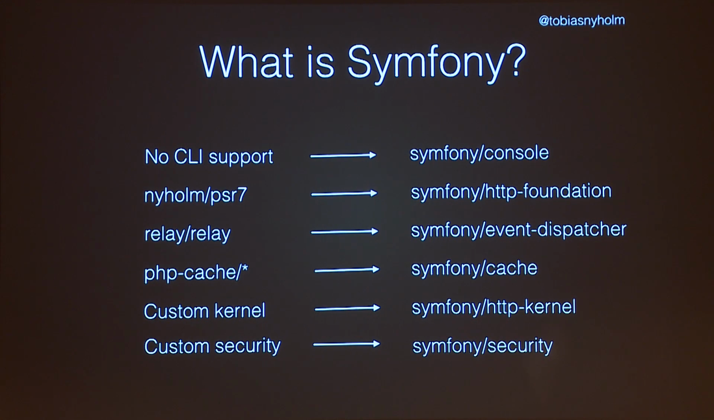If we want to make our framework more Symfony, we've got to do something like this. We've got to add the Symfony console. We've got to throw out the PSR7 implementation and add HttpFoundation. We've got to throw out the Relay builder we're using and use an event dispatcher. If we throw out the PHP cache and use Symfony cache, that's even more Symfony. And then instead of our custom kernel and custom security, we use the Symfony components for that instead.